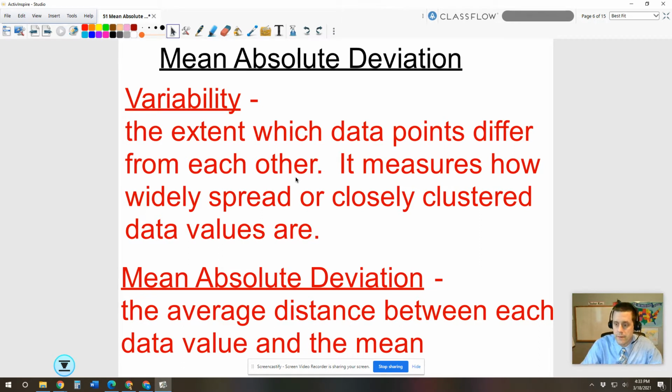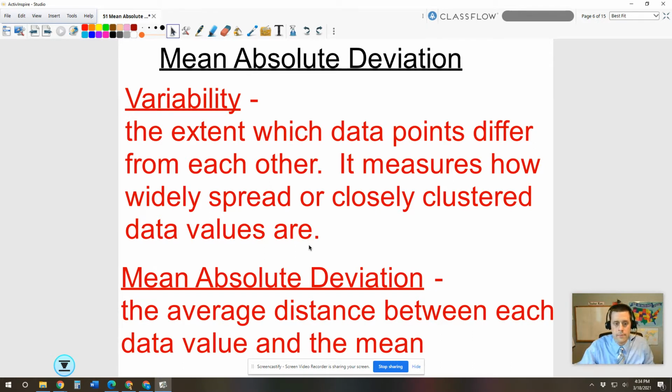When we're measuring variability in a data set, we're trying to determine how similar data points are or how different they are. It can measure how widely spread or closely clustered the data values are. So if you have a lot of variability, the data points in your set are going to be very spread out. But if you have a small amount of variability, they'll be more similar. They'll be what we call more closely clustered together.